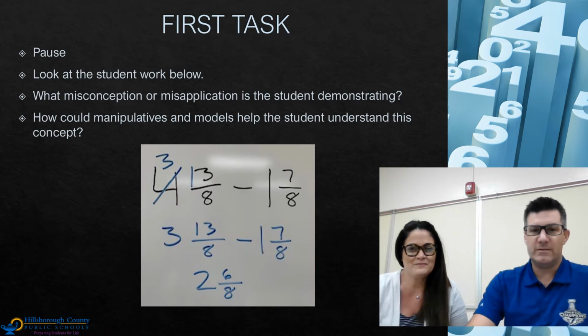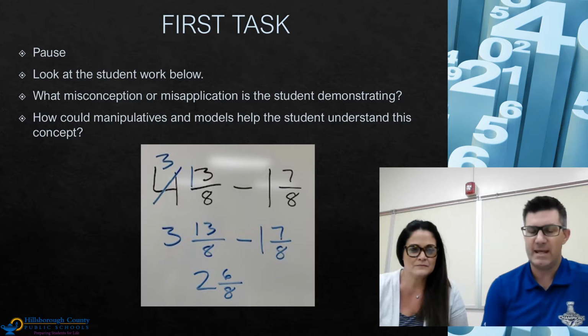We'd first like you to pause and examine this task. As soon as I'm done telling you what to do, pause this, and you can work on this by yourself, or if you're watching this with a team or a partner. Look at the student work below and think about what misconception, or maybe misapplication of prior understanding, this student is showing. And how could manipulatives or models help the student understand this concept? Go ahead and pause and we will see you in a couple minutes.